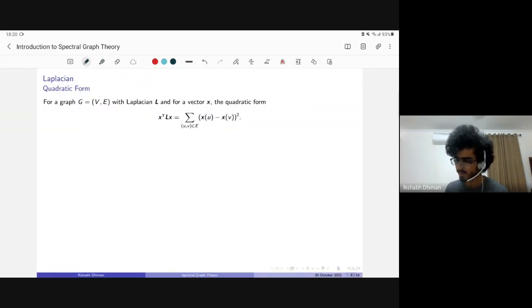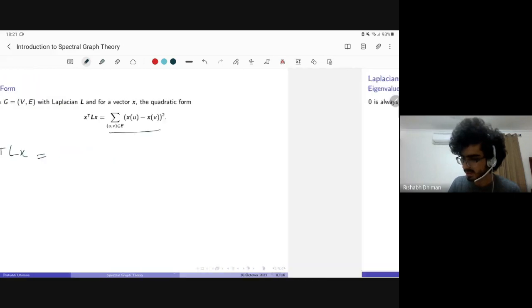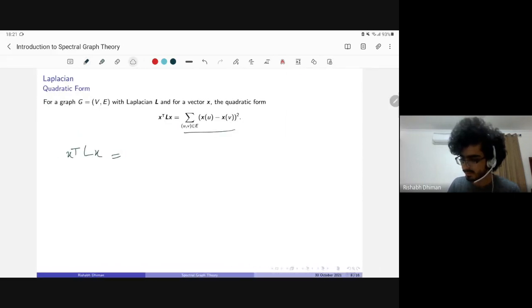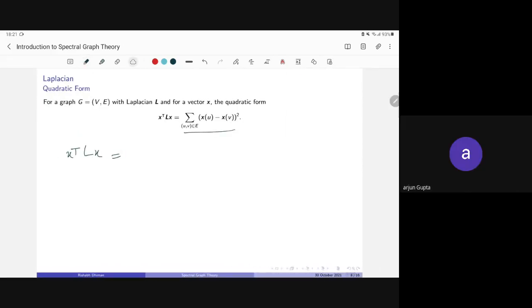Now we'll get to one of the properties that makes the Laplacian useful. If you take the Laplacian, multiply it on the right side by some vector x, and then multiply by the transpose of this vector, you get this sum. What do you mean by x of u?